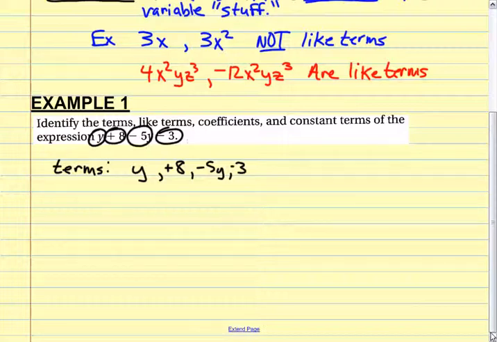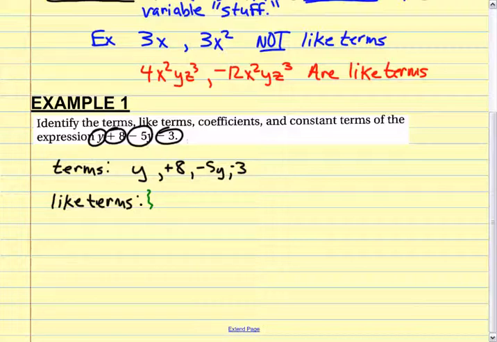John, coming back to you. All right? Like terms. Do we have any like terms, John? There are 4 of them. Are any of them alike? Okay? Tell me which ones are like each other. Could be combined.